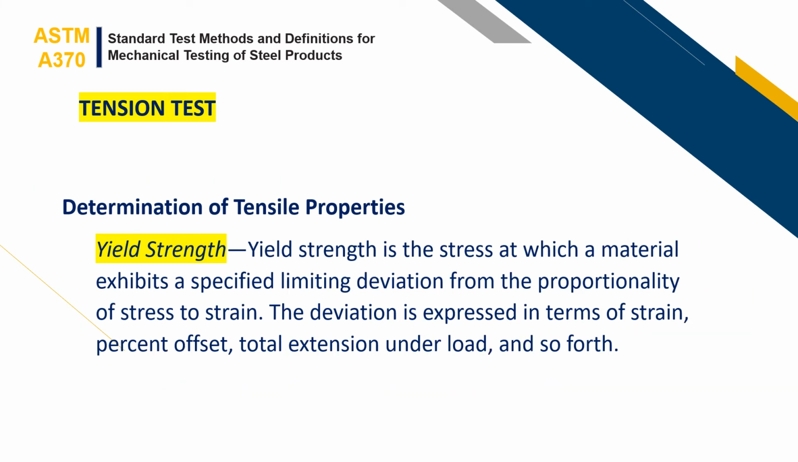Second is yield strength. Yield strength is the stress at which a material exhibits a specified limiting deviation from the proportionality of stress to strain. The deviation is expressed in terms of strain, percent offset, total extension under load, and so forth.